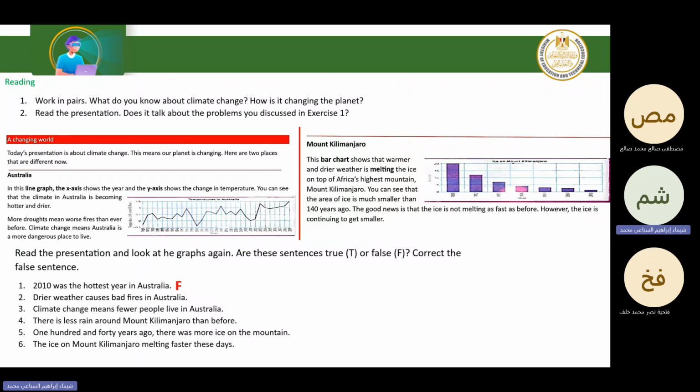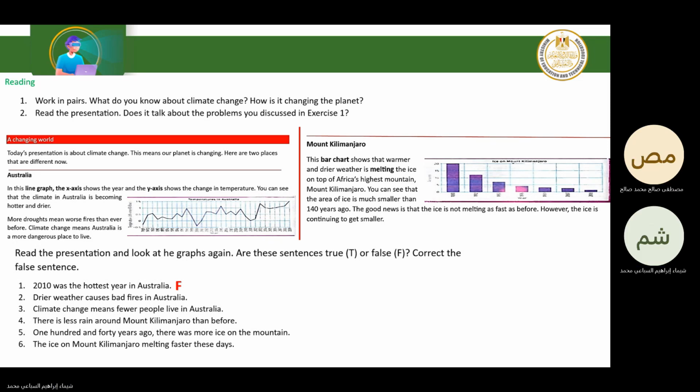Sentence number 2. Drier weather causes bad fires in Australia. Of course, true. Yes, he said this. Number 3, climate change means fewer people live in Australia. False. It doesn't say this in the line graph or in the presentation.